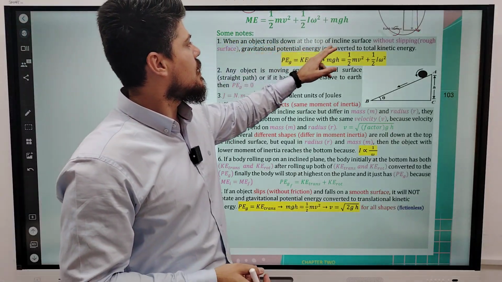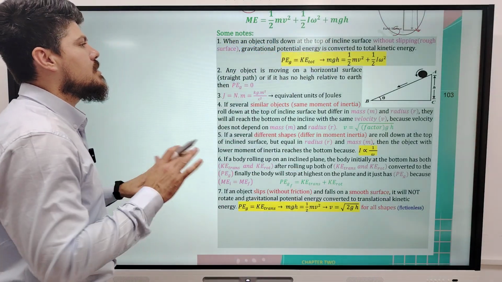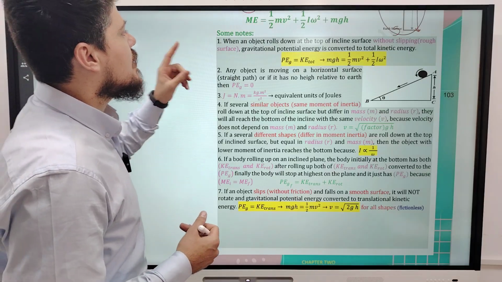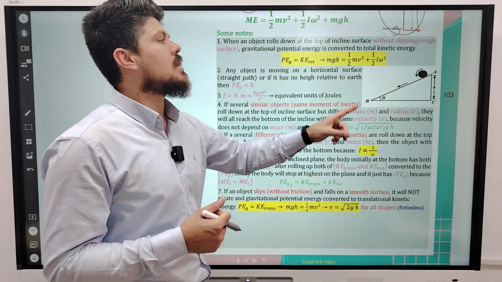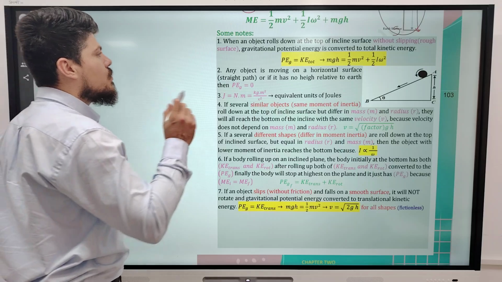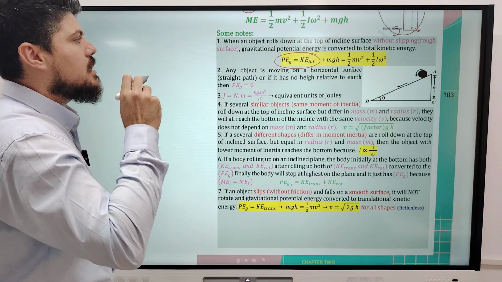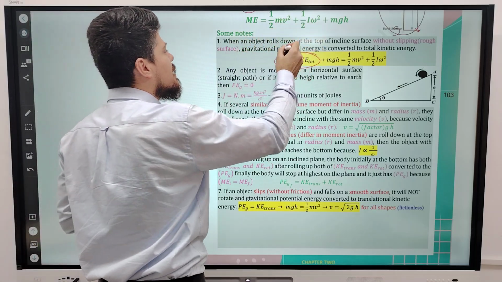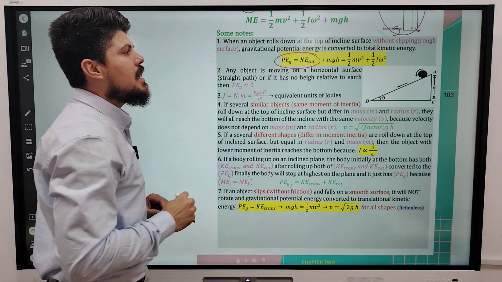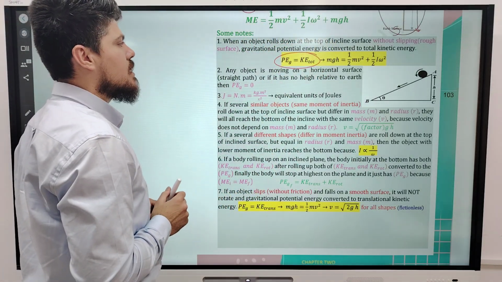When an object rolls down the top of an inclined surface without slipping, on a rough surface, gravitational potential energy is converted to total kinetic energy. When is gravitational potential energy equal to total kinetic energy? When the object rolls down the incline without slipping. It means a rough surface.